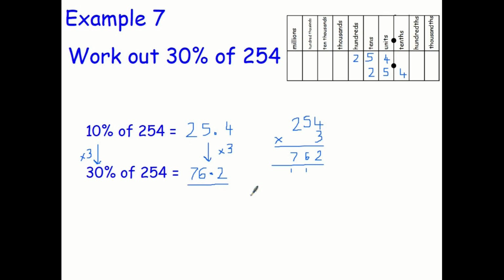If you feel really confident with your multiplying, you can get this answer without doing these two steps. You can do the calculation as follows. You can change this percentage into a decimal, 0.3, and you can just multiply, because the word of means multiply, 254. And you can do this calculation straight away and get 30% of 254 just by doing 0.3 multiplied by 254.